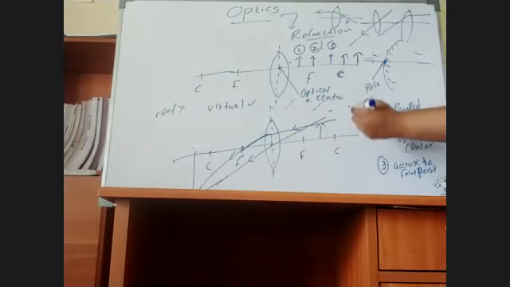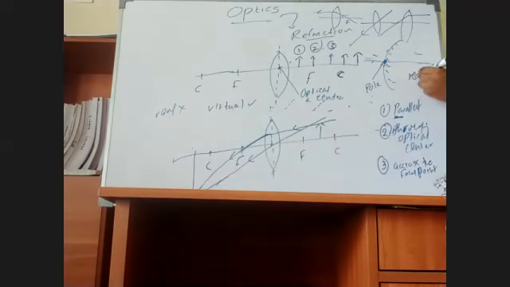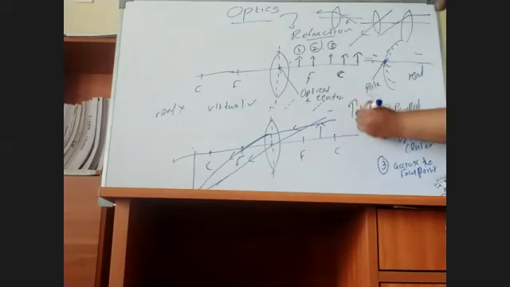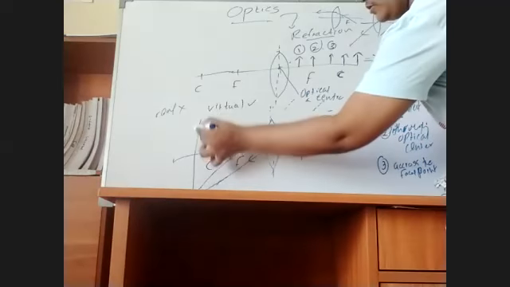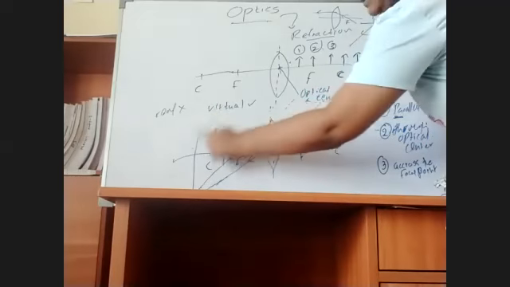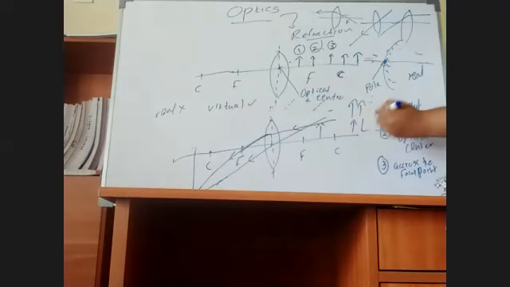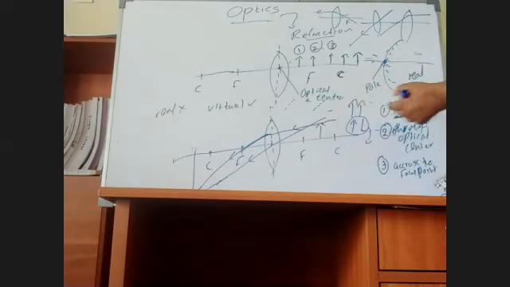So the image is real. Formed image is real. And then what about upright or inverted? Upright means like this: if the object is on this side, the image is also on this side. If this image were upright, it should form like this. But here it is turned upside down. That means the object is upside, the image is downside. So we call this inverted. This is called upright. So this image is formed as an inverted image.